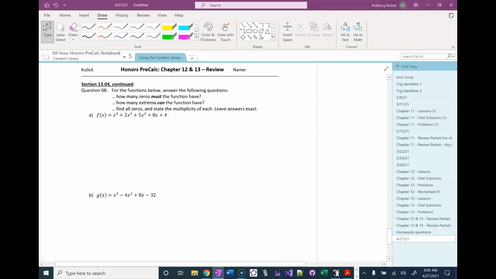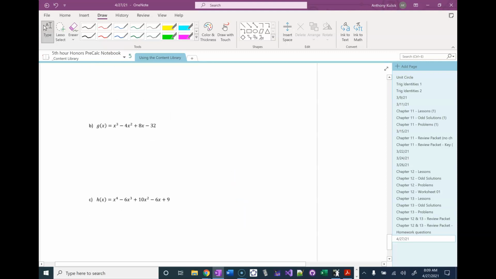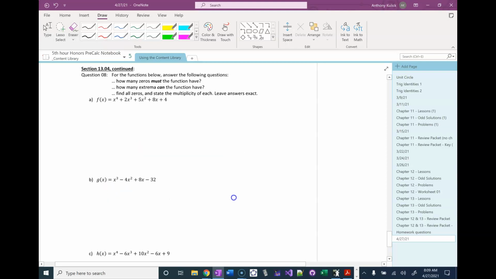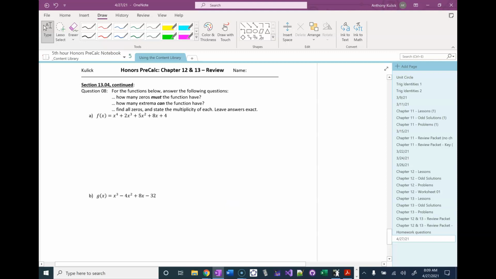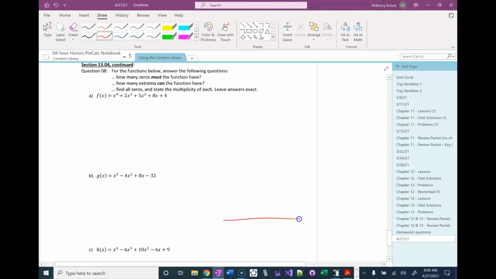Yep. So I just needed to read the directions here to start. So it says, how many zeros must the function have? Well, that's just the degree, so 4. How many extrema can it have? Well, that's 1 minus the degree, so 3. Because really, if you think about it, if you have like 4 zeros, and they're all real, you'd have to turn 3 times to get to them.